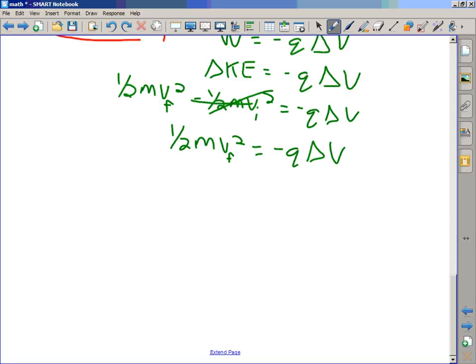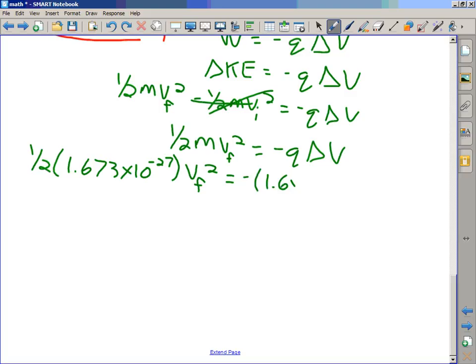So that's 1/2 mass of the proton, which is 1.673 times 10 to the negative 27, Vf squared equals negative 1.6 times 10 to the negative 19th. Is that correct there? Or did I botch something? Good. Okay.